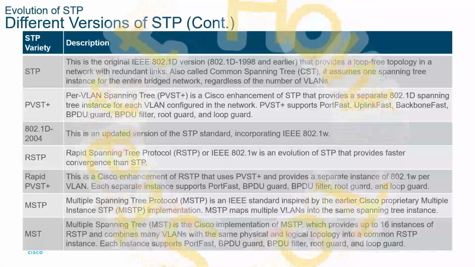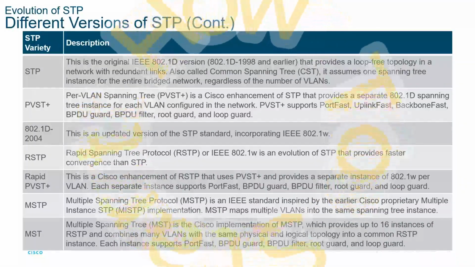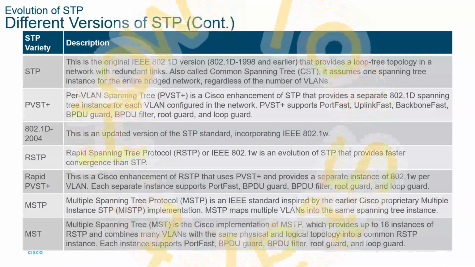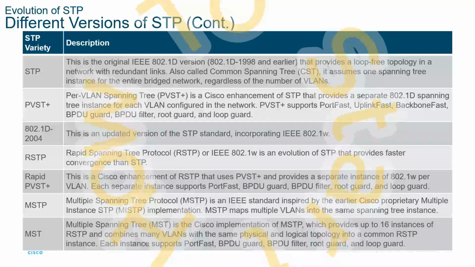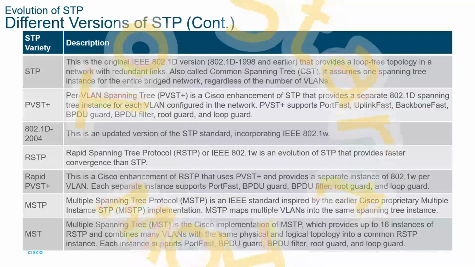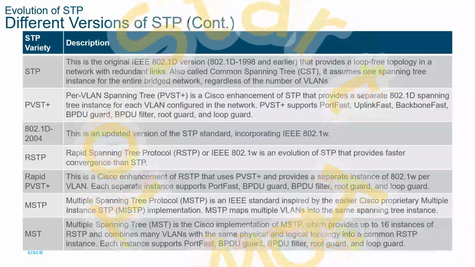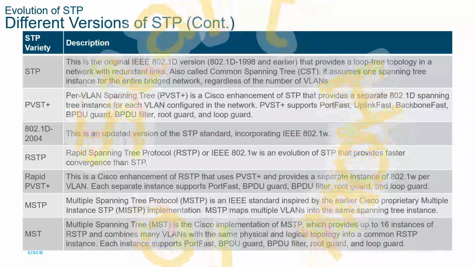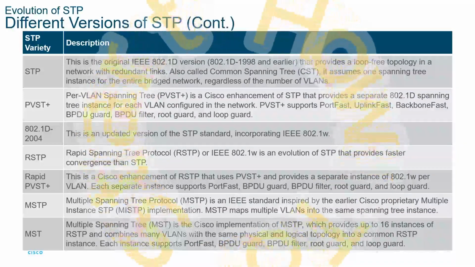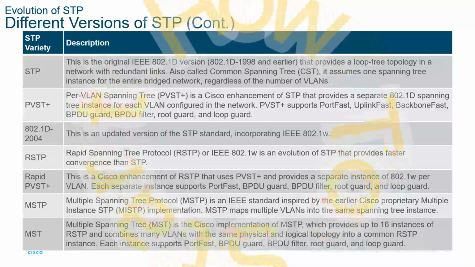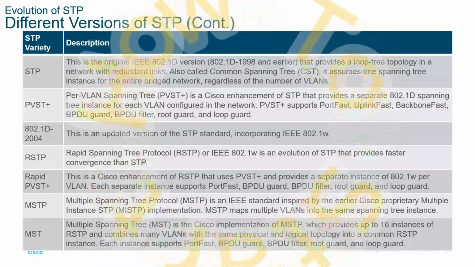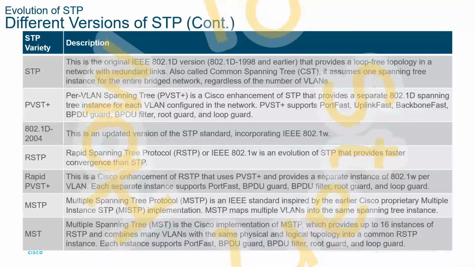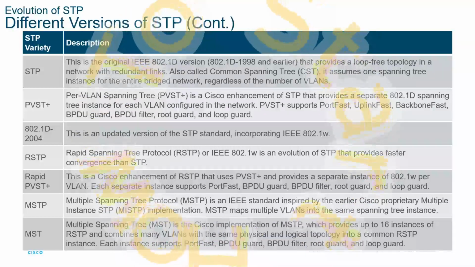A variation sheet of all the different types of STP. PVST Plus is the default. MST or MSTP are way outside the scope of the CCNA exam. Rapid spanning tree is a newer version of STP and is referred to as 802.1W.